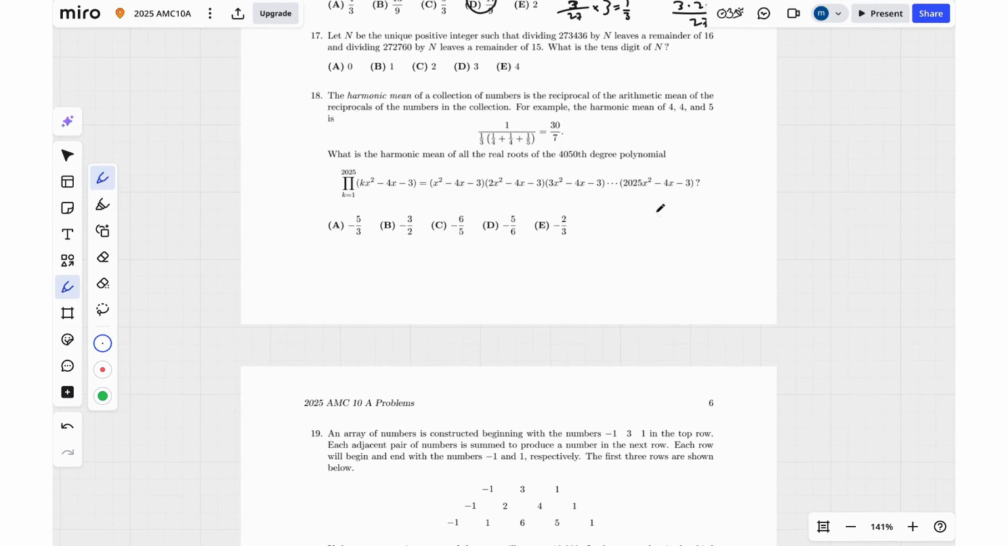Now here, problem 17 is a number theory problem. So basically, we notice that n is the divisor of 273420, and n is also a divisor of 272745. So now we can use the Euclidean algorithm to take their GCD. So 273.